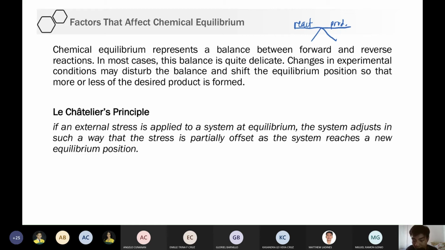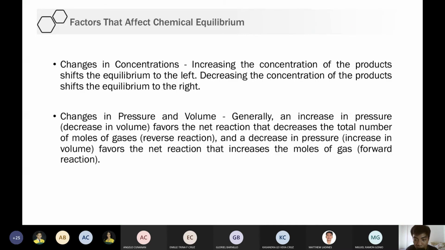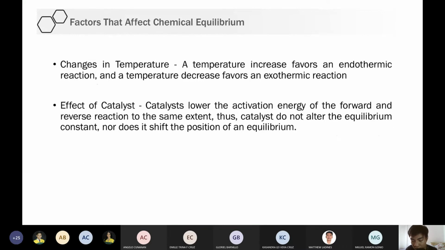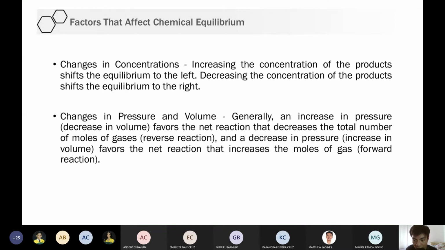Okay. According to Le Chatelier, may apat na concerns about equilibrium. May apat na factor that could affect the equilibrium. Number one, change in concentration, change in pressure and volume, change in temperature, and the effect of catalyst. So, isa-isahin natin to. Changes in concentrations.